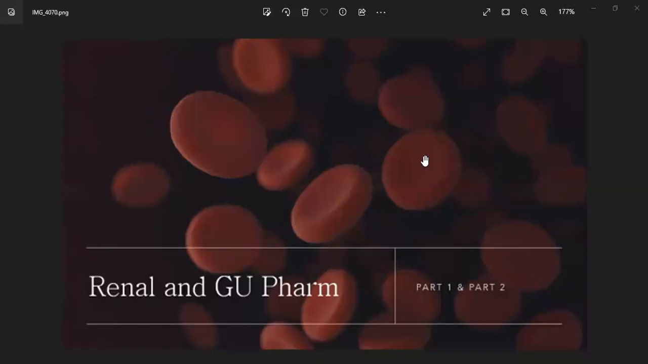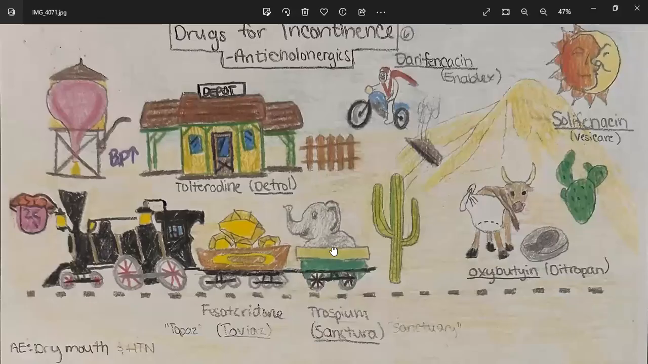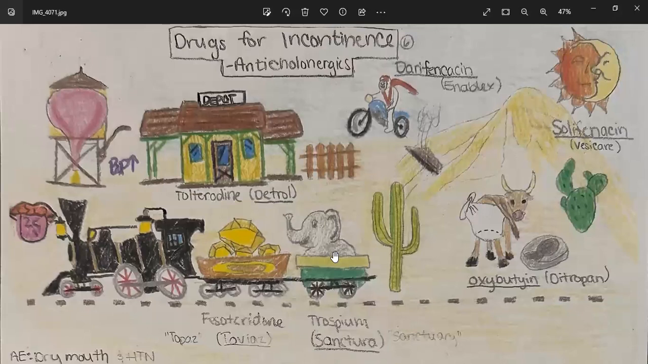All right, so today we're going to go over the pharmacology for renal and GU, and this is going to cover PowerPoints part 1 and part 2. We're going to get started with drugs for incontinence. There are two types of drugs for incontinence, and just a reminder, incontinence is the loss of bladder control.